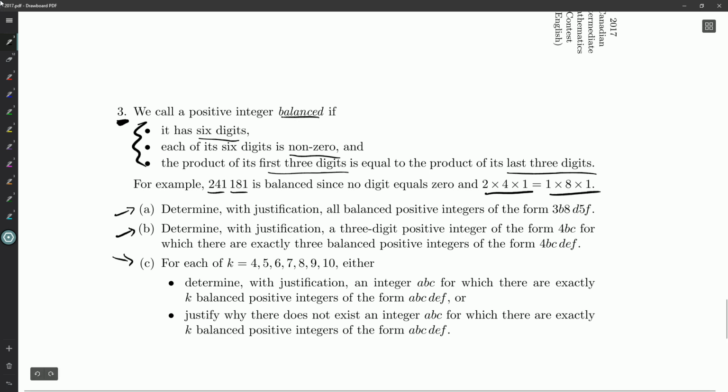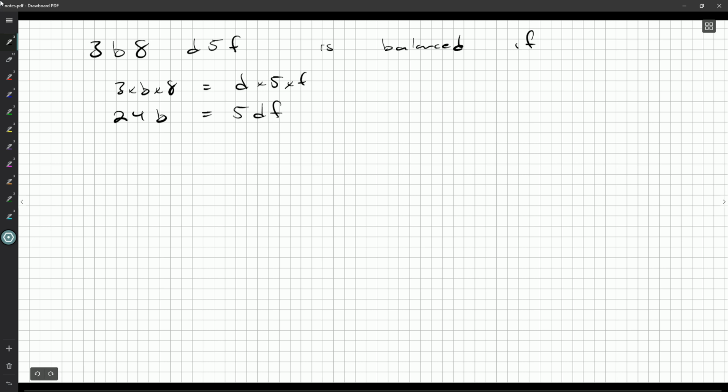So, A, determine with justification, because we're still in the written portion of our paper, all balanced positive integers of the form 3b8d5f. 3b8d5f is balanced if none of these are 0, so we'll just be sure not to make b, d, or f 0, and if 3 times b times 8 is the same as d times 5 times f. Of course, this is 24b, and this is 5df. Usually you put your numbers before your variables.